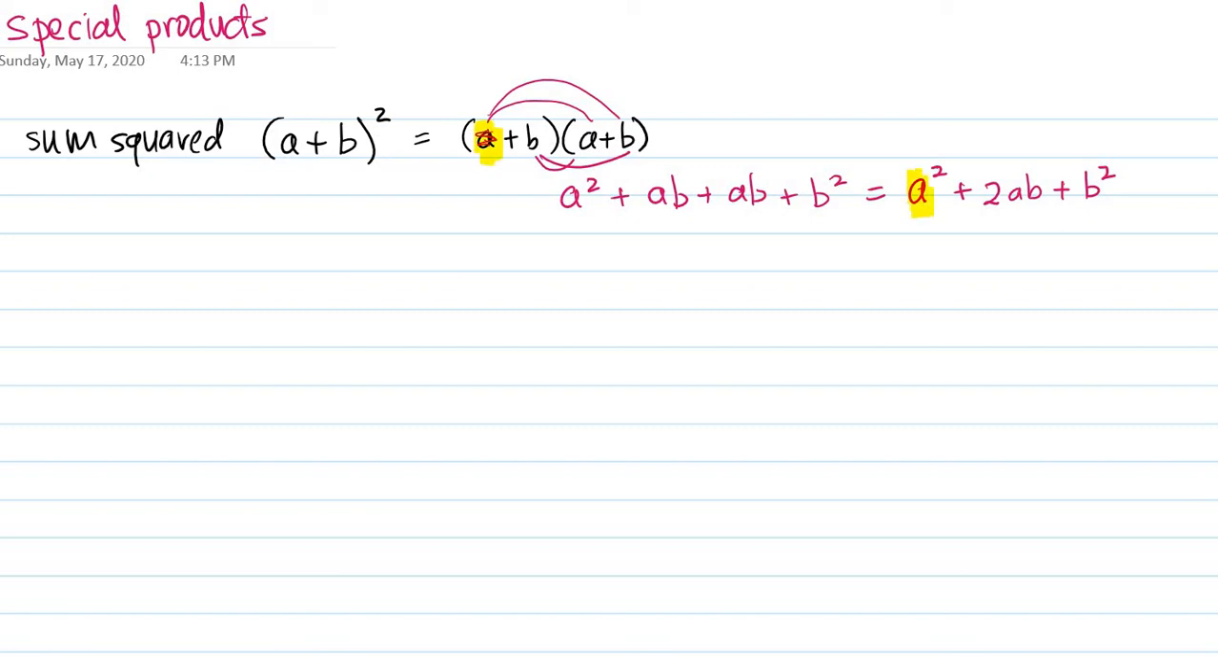So the pattern here is that if I take this first term and square it, I can take the last term and square it, and then this middle part is made up of the first term and the last term multiplied together, and then you double it.